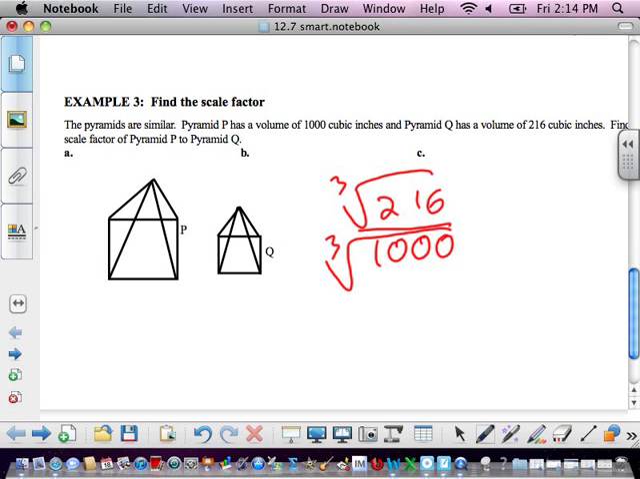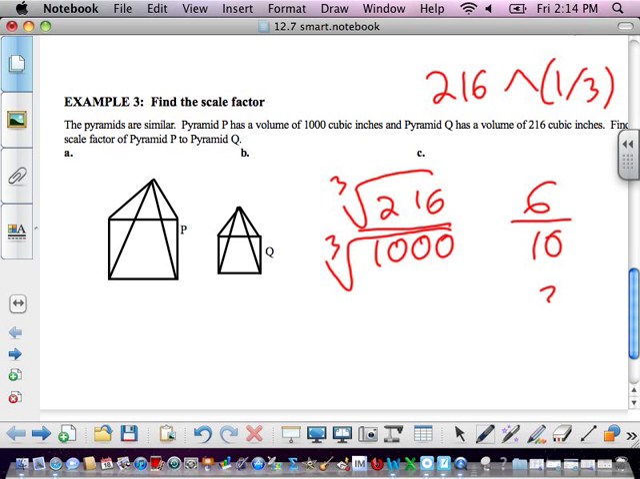Cube root it. So you take your calculator and you raise it to, you use a little caret symbol. So for example, you write 216, this little thing, parentheses 1 divided by 3. If you take something to the 1/2 power, it's the same thing as square rooting it. So if you take something to the 1/3 power, it's the same thing as cube rooting it. And we get 6 over. Anybody want to take a guess what the cube root of 1,000 is? 10. And then we reduce it to 3/5.